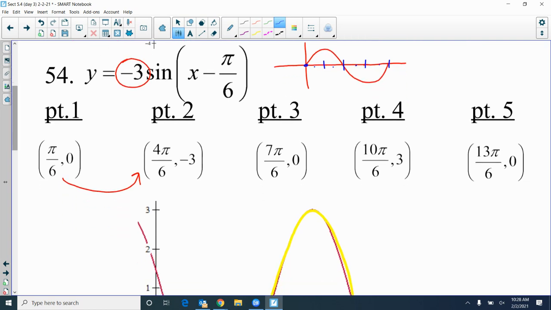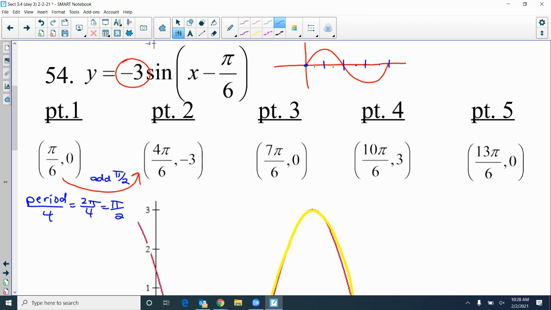Sorry. Does the period change for this one? Nope. So you take your period divided by 4. And the period was 2 pi divided by 4 equals pi over 2. So that's what we want to do. We want to add pi over 2 to each point. So I started at pi over 6, add pi over 2, add pi over 2, which is 3 pi over 6, same thing. All the way till I get to 13 pi over 6.